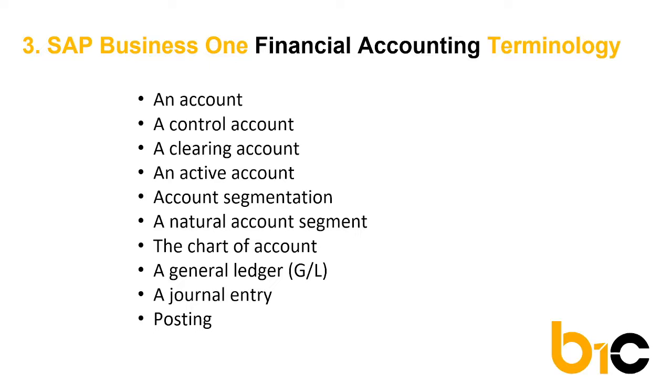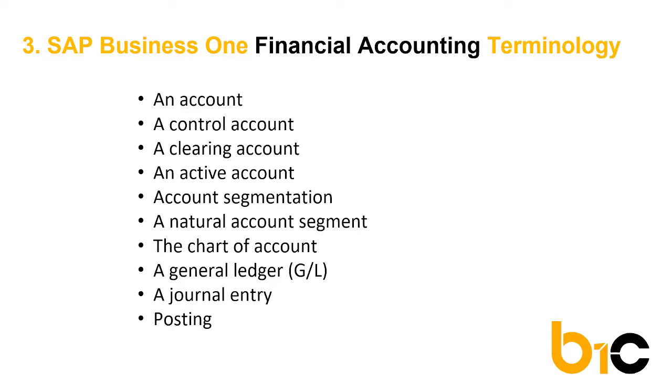A natural account segment is the beginning segment of an account code used to identify the account type. It can be a fixed asset, revenue, liability, expense, and others. SAP Business One uses numeric values for account codes only when using account segmentation. At the same time, account codes can be alphanumeric if account segmentation is not used.